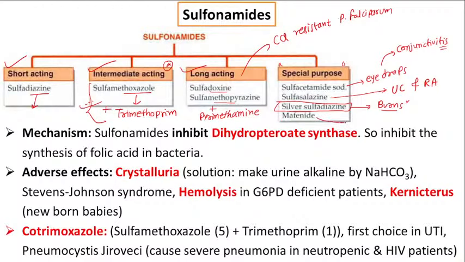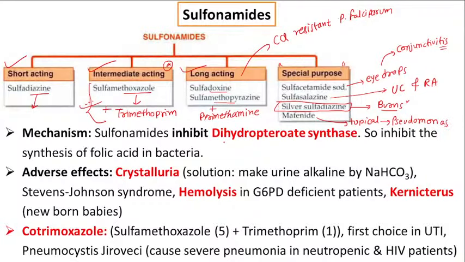Mafenide is also a sulfonamide which is used topically. This topical sulfonamide, we generally use for Pseudomonas infection. This is the one which is also effective against Pseudomonas aeruginosa. So this is a very specific thing that we can remember here. Pseudomonas, right? Pseudomonas infection. So these are the few things that we can remember here.